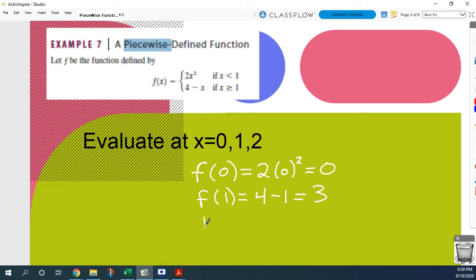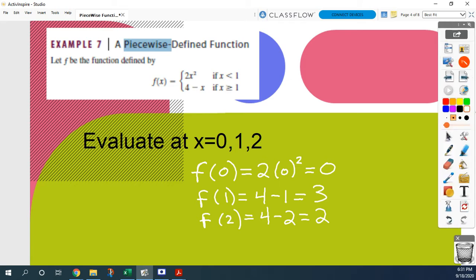so I get 3. And then lastly, if I plug in 2, we'll notice 2 is greater than 1, so that tells me that I want to plug it into that second piece, and I get out 2. And you could do that with things that have even more pieces. Basically, you're just looking at which interval the x value that I'm wanting to plug in is a part of, and then that is the equation that you would use to plug it into.